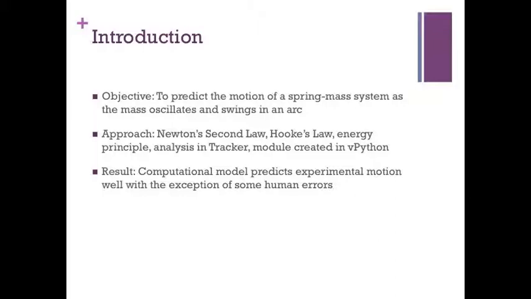Lab 4 instructed me to predict the motion of a spring mass system as a mass oscillates and swings in an arc. The approach that I took used physics concepts such as Newton's second law, Hooke's law, the energy principle, and I used methods such as analysis in Tracker and a module created in VPython to predict the motion. The result is that the computational model created predicts the experimental motion well, but does not match up completely with the observed motion due to human errors.